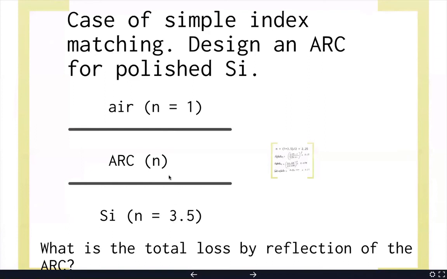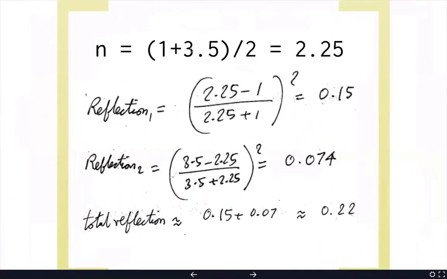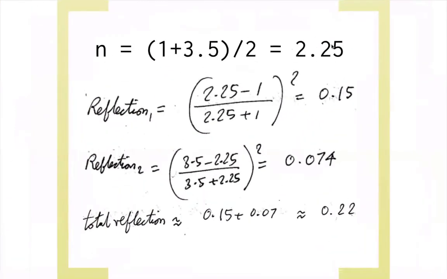But you can actually show that for the best approach, there are two approaches. One is you can take the average, right? Or you can take the geometric mean. So both of them give roughly similar numbers. So we'll work out the average first. You take the average, 1 plus 3.5 over 2, you get that.